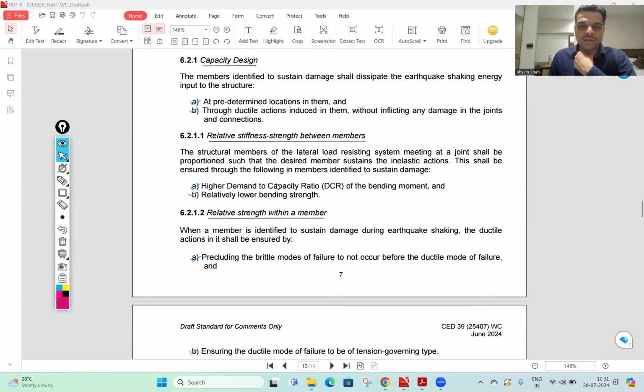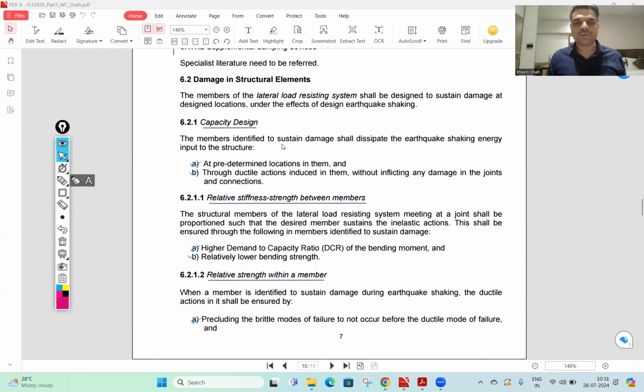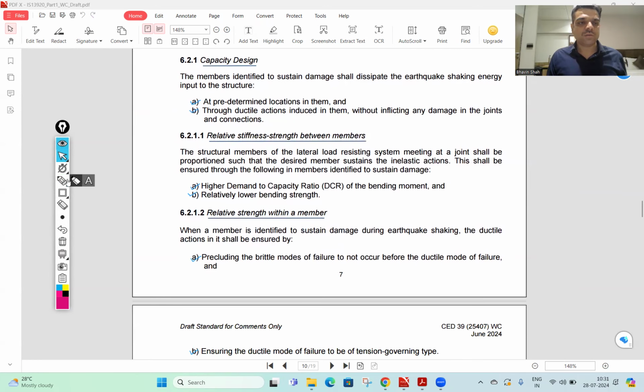Relative strength between members. Sorry, relative stiffness strength between the members. So let's say by ensuring higher demand to capacity ratio of the bending moment, and let's say relatively lower bending strength, which is kind of the strong column weak beam concept, which we are considering as per the published standard.